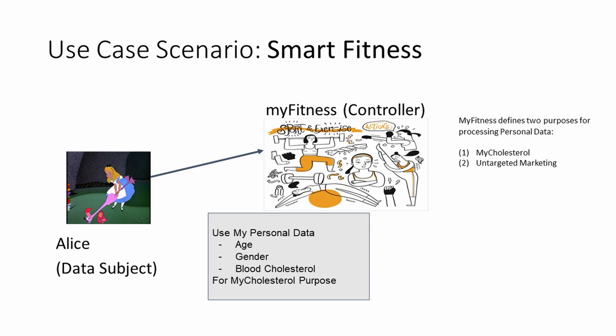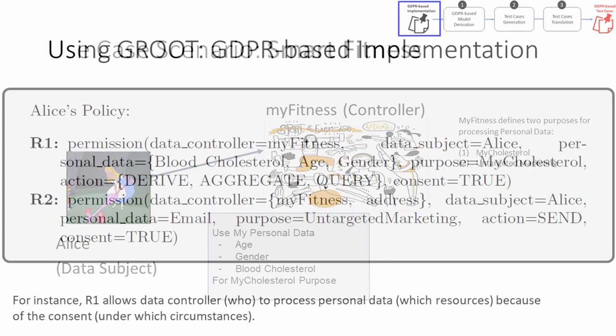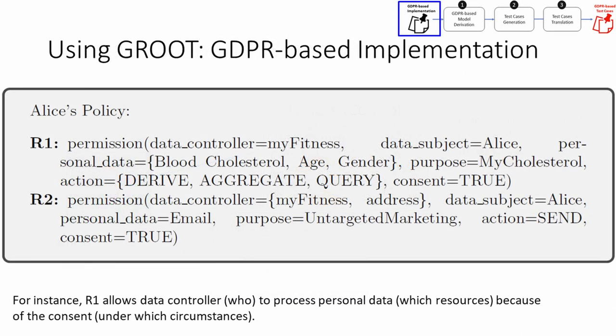In this application example, for the aim of simplicity and clarity, the GDPR-based implementation refers to Article 6 of the GDPR, and it is represented by the Alice policy shown in this slide, which is composed of two rules. For instance, Rule 1 allows MyFitness, that is the data controller, to process personal data, such as age and gender, because of the consent given by Alice for my cholesterol purpose.